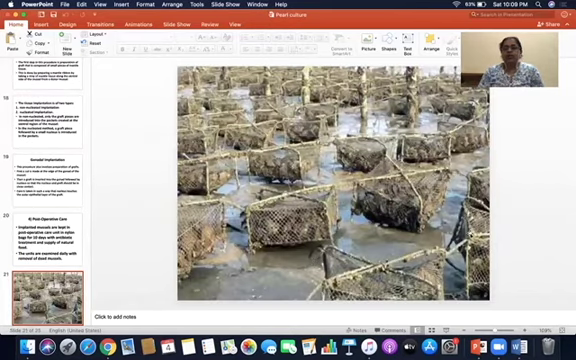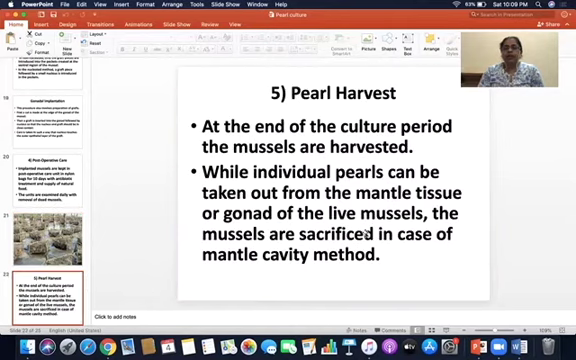Now, this is an image of the holding area or the post-operative care. We find that there are separate nylon bags in which the muscles that have undergone implantation are placed and provided with antibiotic treatment along with natural food. The post-operative care is for a period of about 18 months to 24 months, during which the pearl is synthesized by the animal. The next stage of pearl culture is the harvesting of the pearls.